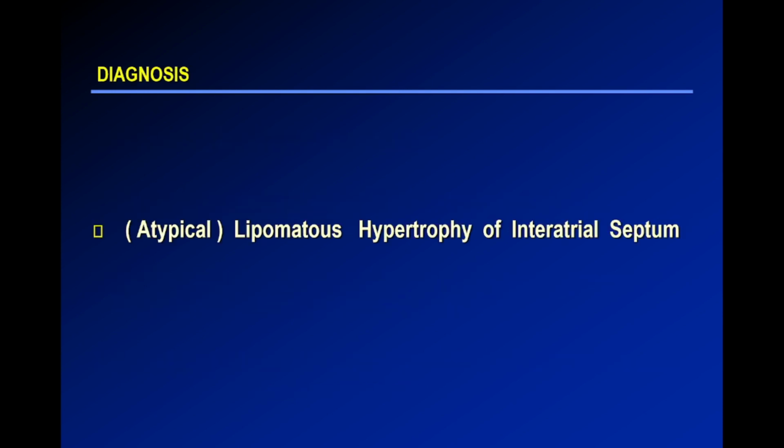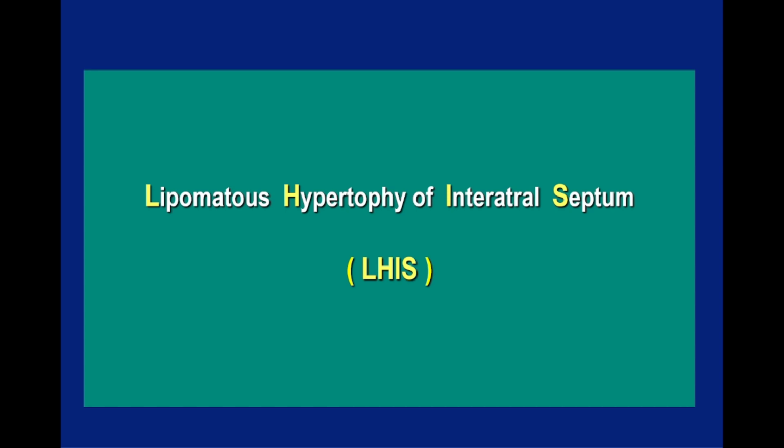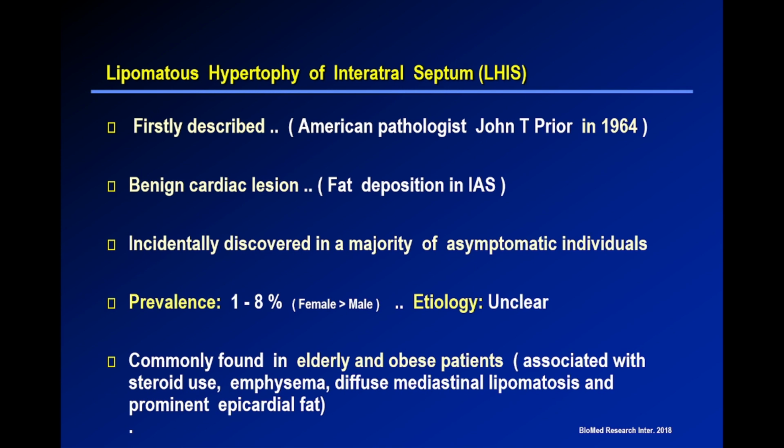So our diagnosis for this case is atypical lipomatous hypertrophy of the interatrial septum. It was first described in 1964 by an American pathologist, Mr. John, and it is a benign cardiac lesion due to fat deposition in the interatrial septum.